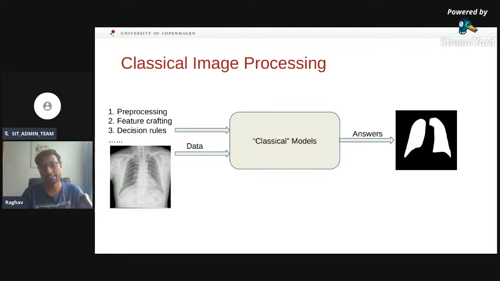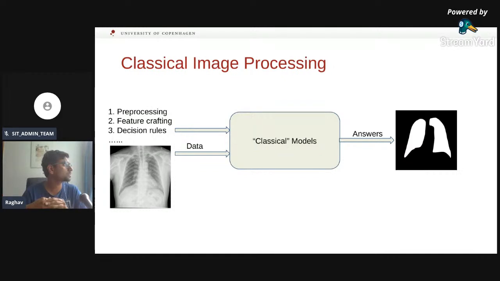So in classical image processing, classical meaning not old, but something which does not do machine learning, everything that is not machine learned is lumped together as classical image processing. If you've taken a course on digital image processing, this is what you would do. You take your input data, do some pre-processing, and then what we call feature crafting.